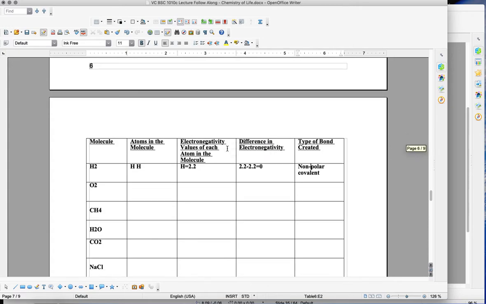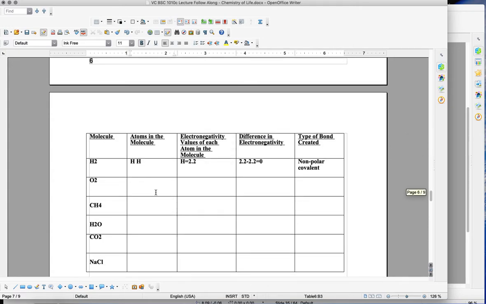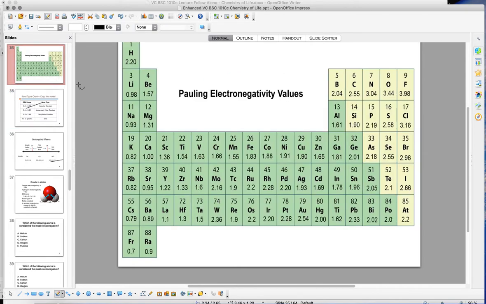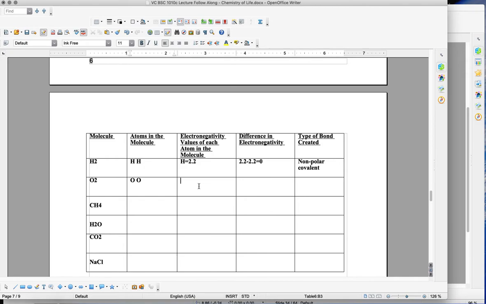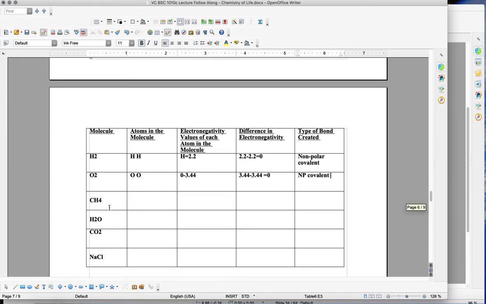Okay, so let's do another one. O2 and O2, the molecules that are involved are oxygen and oxygen. Let's look and see what oxygen's electronegative value is. Oxygen is 3.44. And again, 3.44 minus 3.44 for the 2 oxygens equals 0. And again, that is non-polar covalent. All right, so now what about if we do a molecule like CH4?